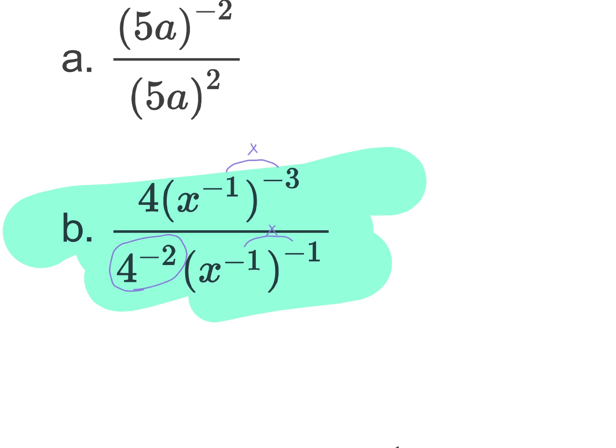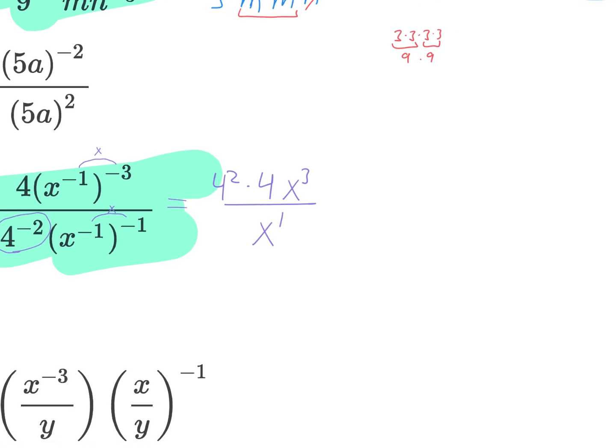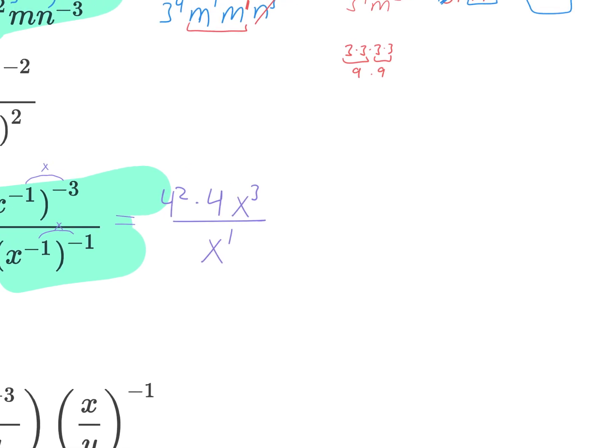And then that 4 to the negative 2, that's not a power to a power, so I'm just going to move that on top. So on top I have a 4 squared. I originally had that 4 to begin with. And then negative 1 times negative 3 is going to get me a positive 3. Negative 1 times negative 1 is going to get me a positive 1. And then we can simplify this. 4 squared is 16. Times 4 is going to get you 64. And then x to the 3rd divided by x to the 1st is going to get you x to the 3 minus 1, so x squared.